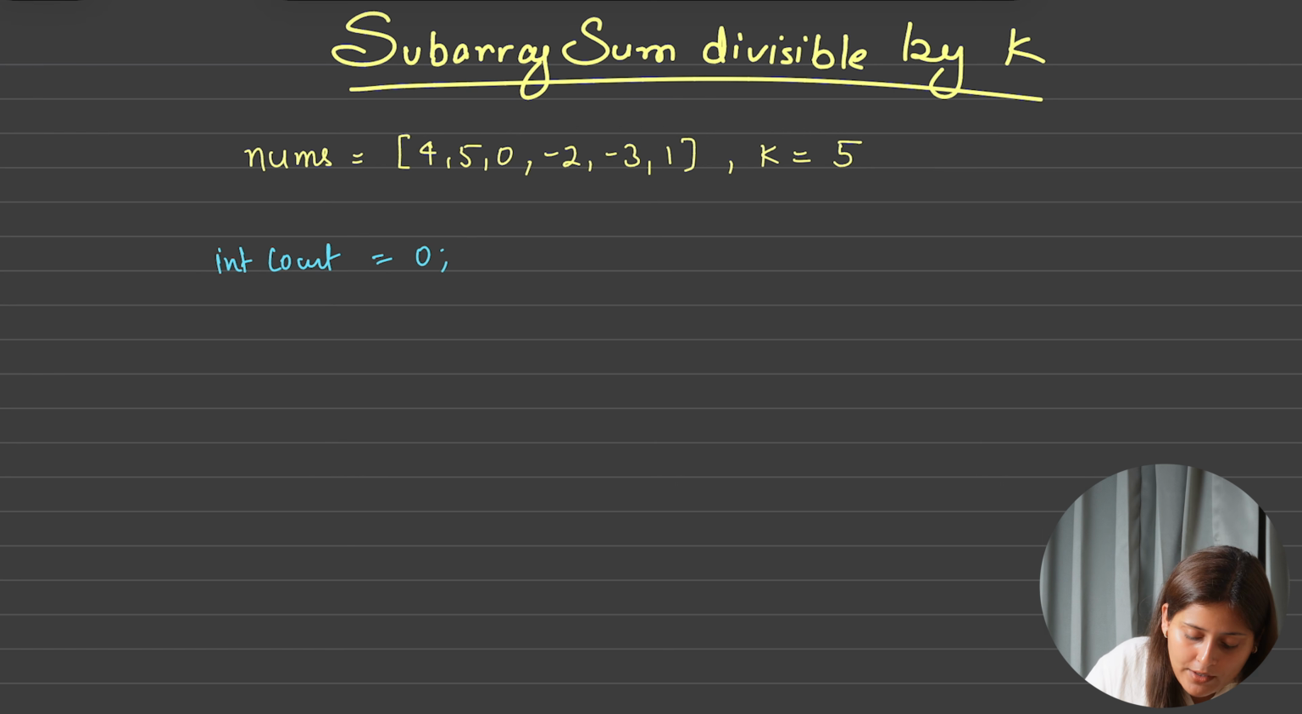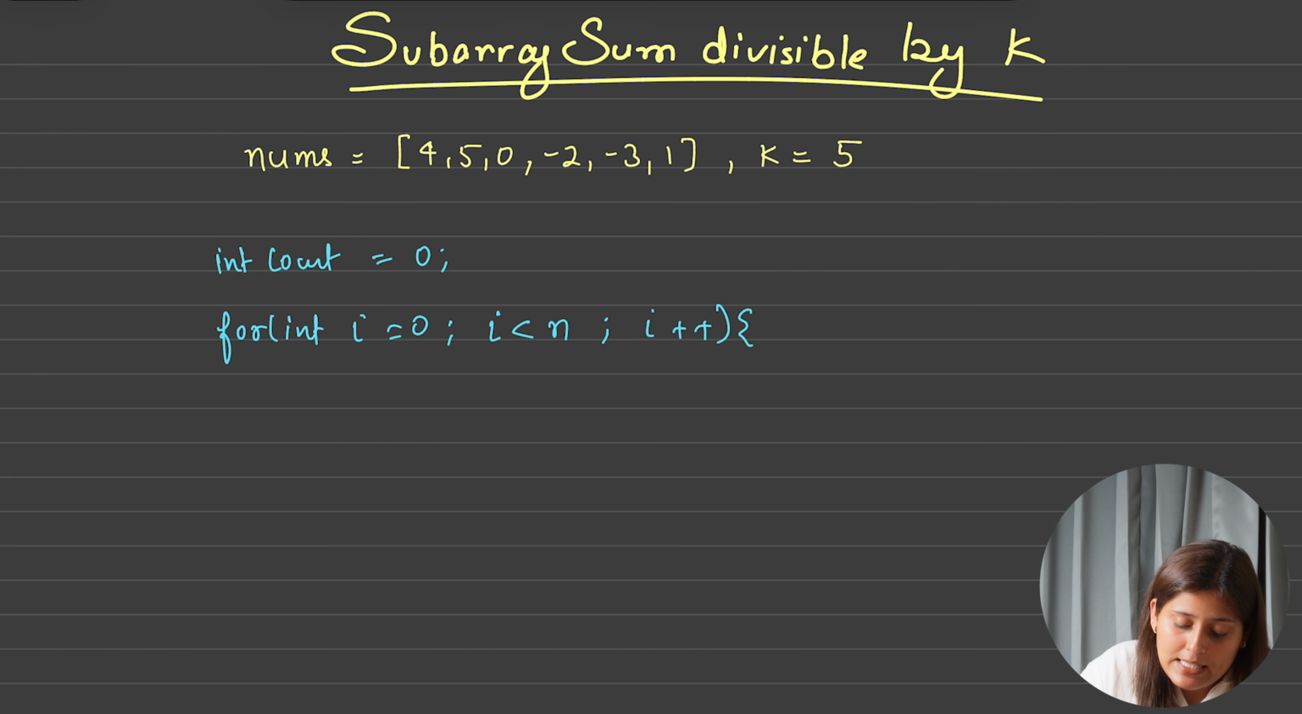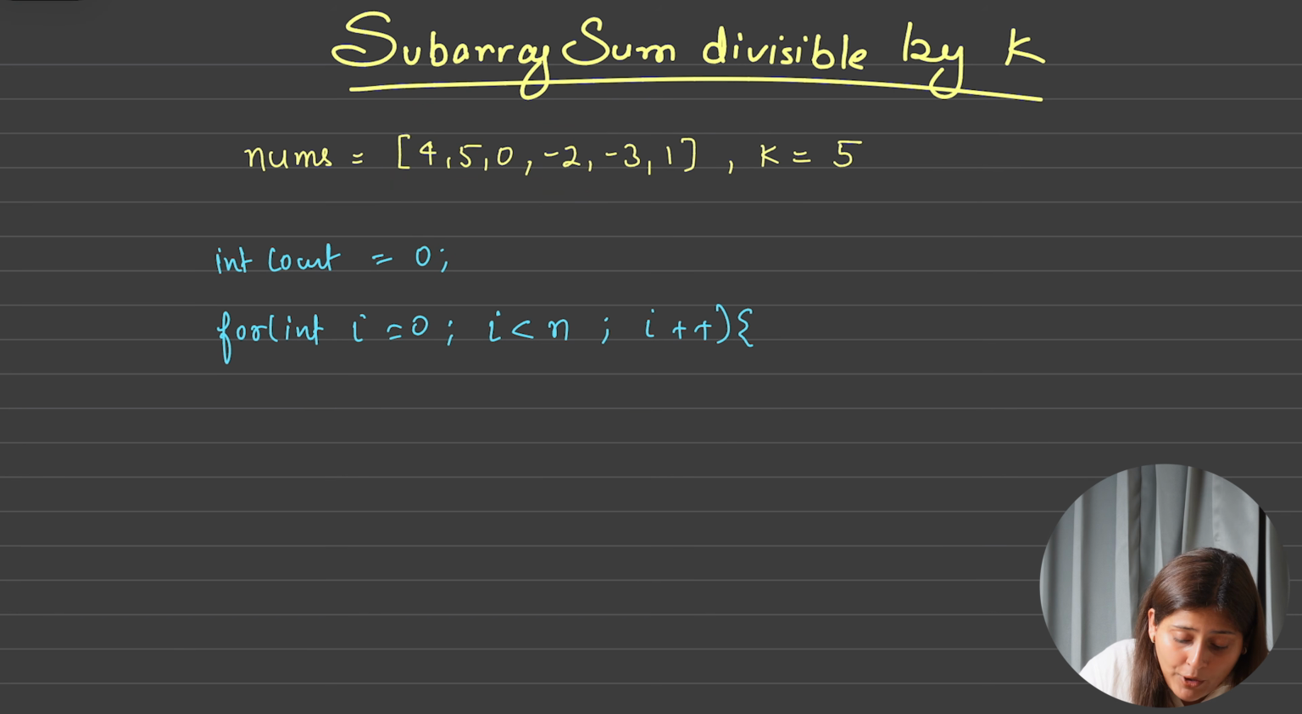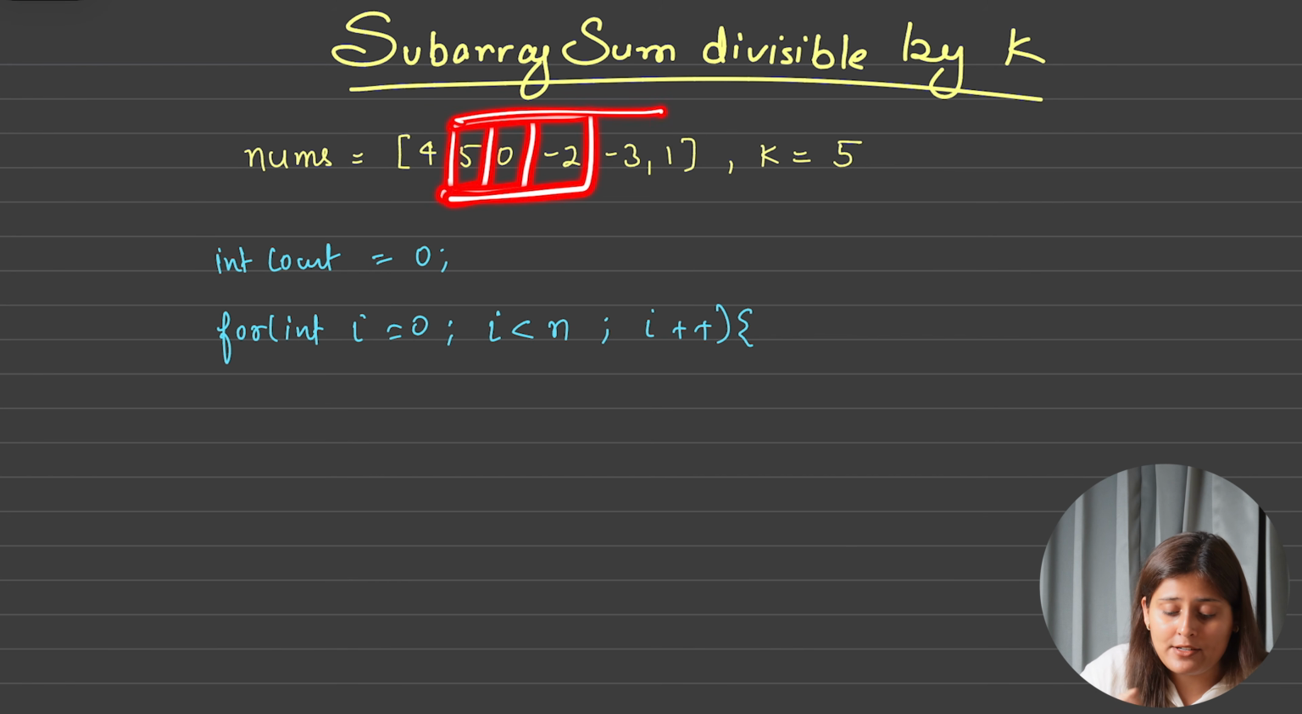Now we want to run an i for loop, like i is equal to 0 to i less than n, which is nothing but nums dot length, and i plus plus. Why am I doing this? Because I want to see every subarray starting with this point. So I can see this 4, then 4, 5, then 4, 5, 0, then 4, 5, 0 minus 2, and so on. Next time when I point to this, I want to see subarrays from this point onwards. Means 5, 0, 5, 0 minus 2, 5, 0 minus 2 minus 3, and so on.